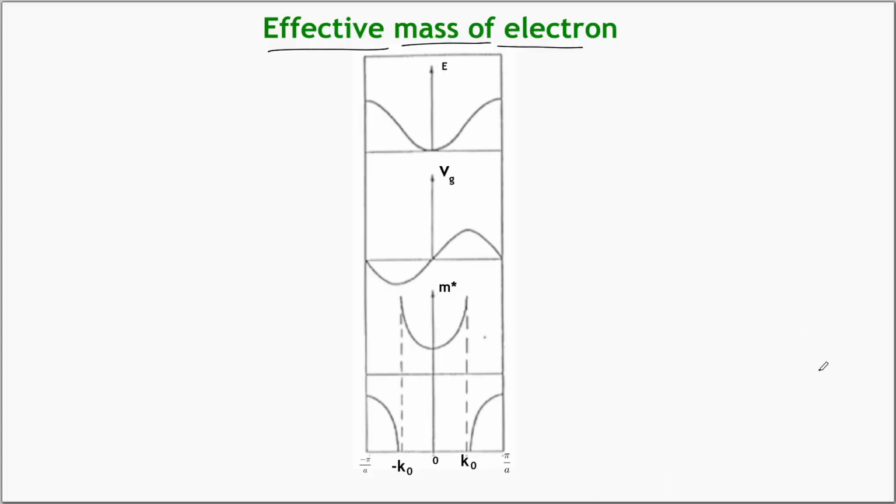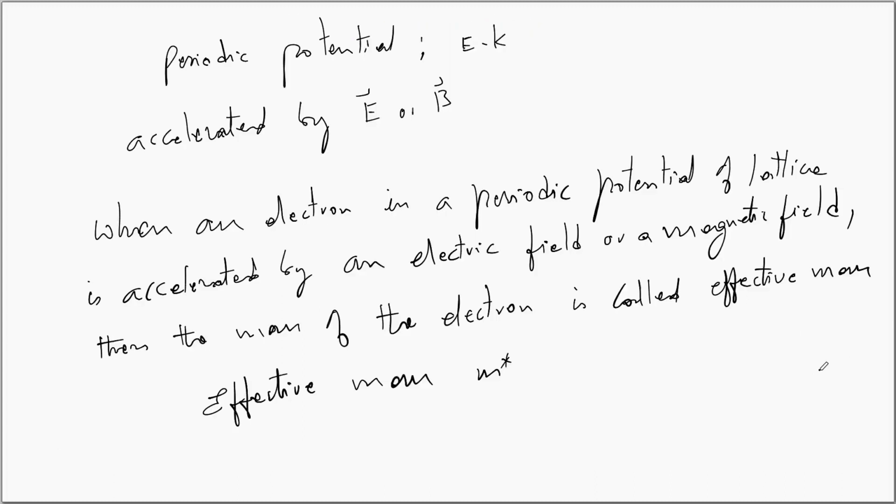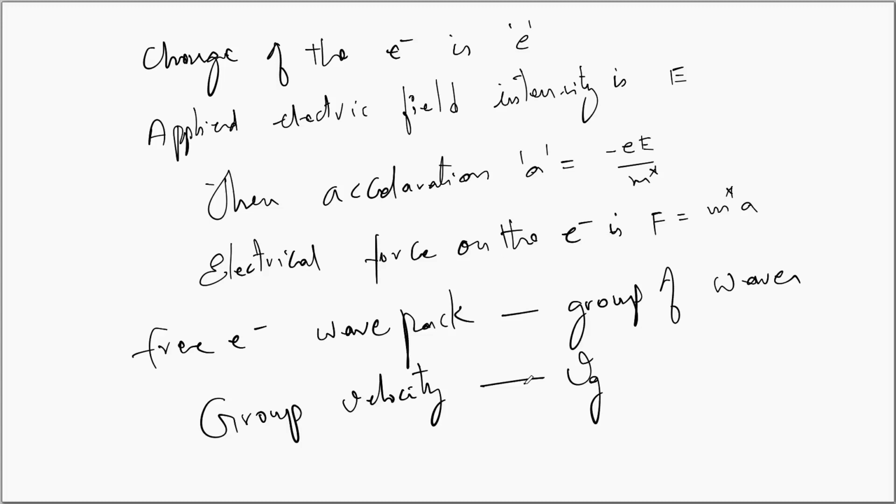In this video, we have started our discussion with movement of electron in a periodic potential and EK diagrams. When an electron in a periodic potential of lattice is accelerated by an electric field or a magnetic field, then the mass of the electron is called effective mass. Effective mass is denoted by m star. If charge of the electron is e and the applied electric field intensity is capital E, then the acceleration is given by minus e E upon m star, and the electrical force on the electron is given by F is equal to m star a.